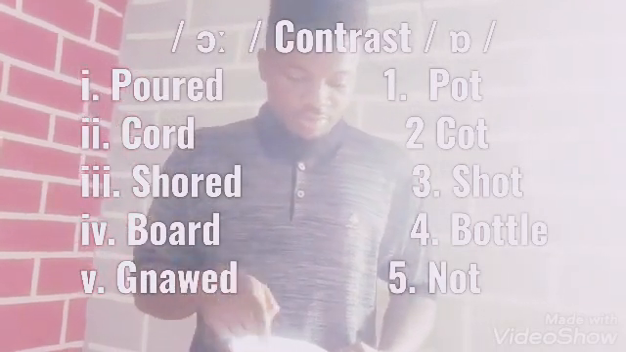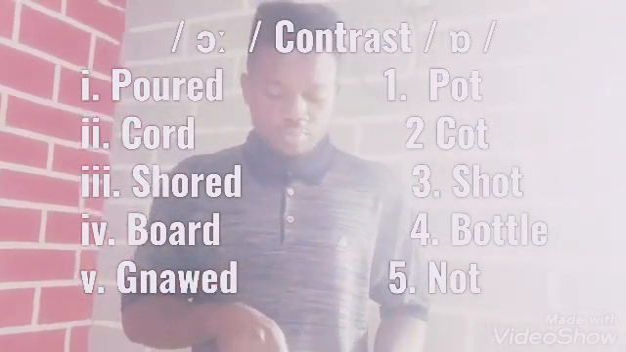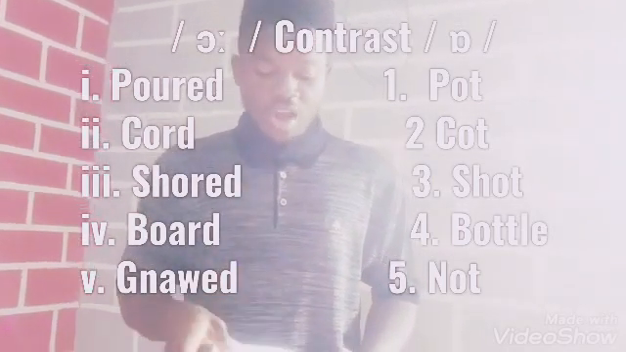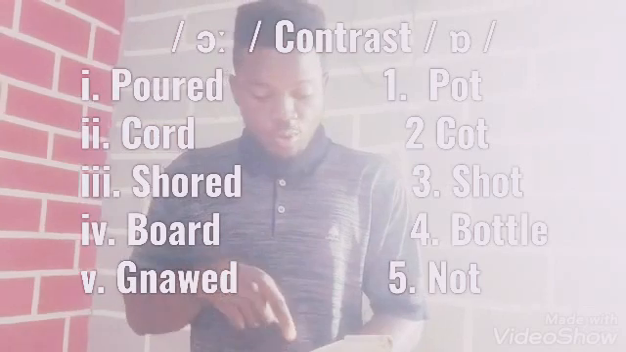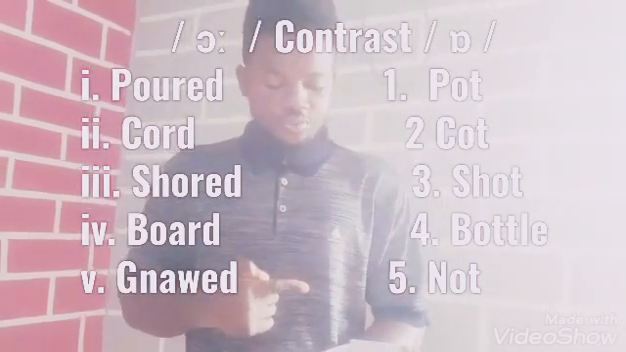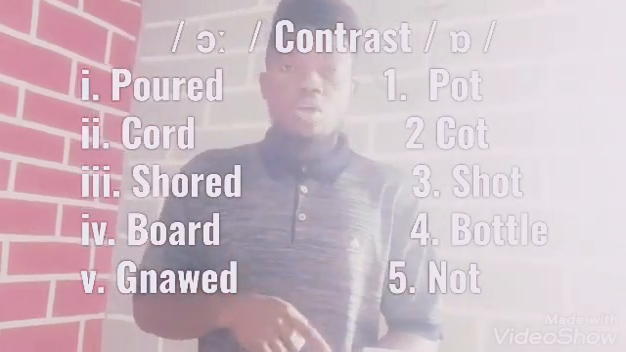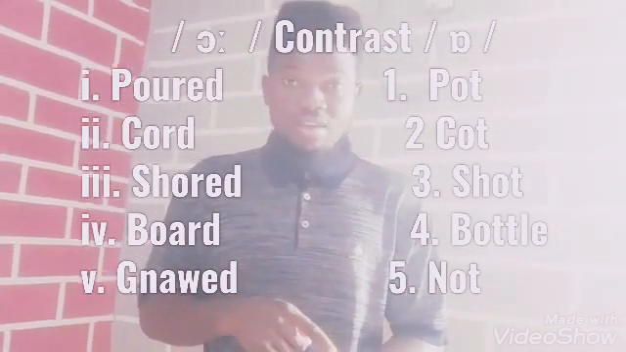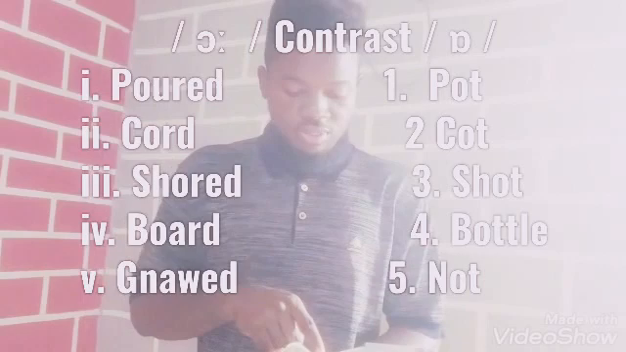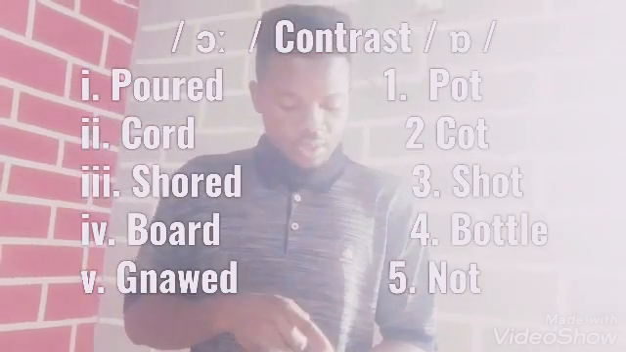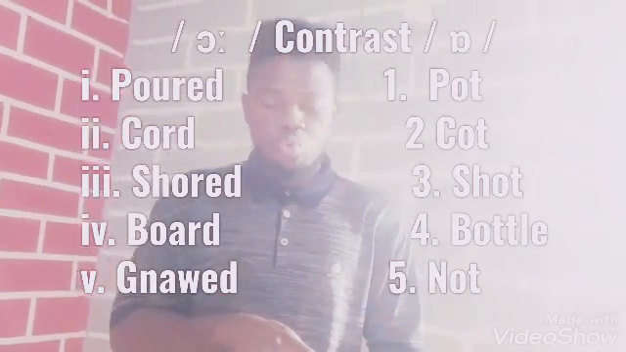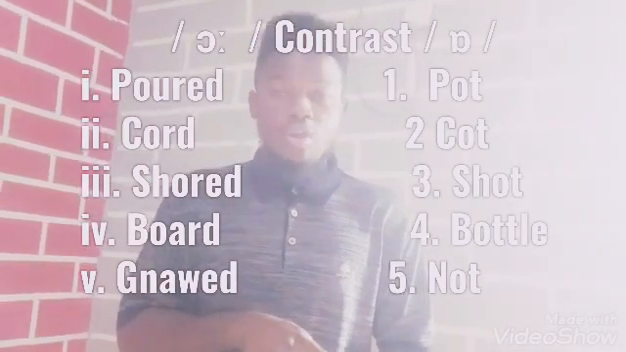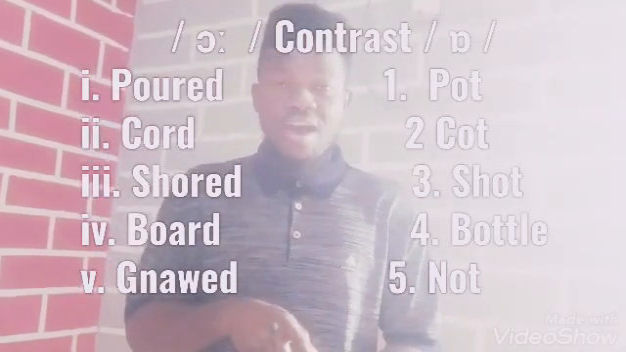Okay, from my figure one we have pot. Number one we have pot. From my figure one we have pulled. Number two, cot. From my figure two, cold. Number three, shot. From my figure three, showed. Number four, bottle. From a figure four, board. Number five, not. From a figure five, node.